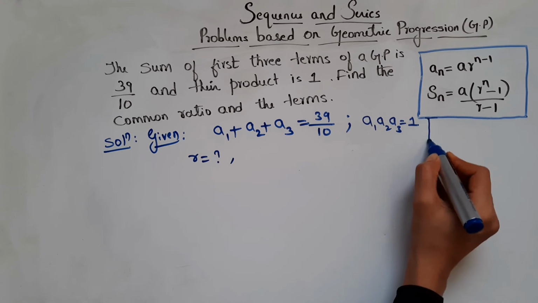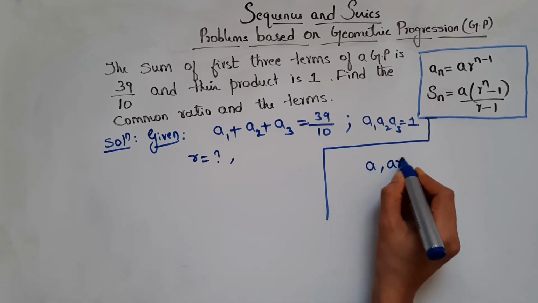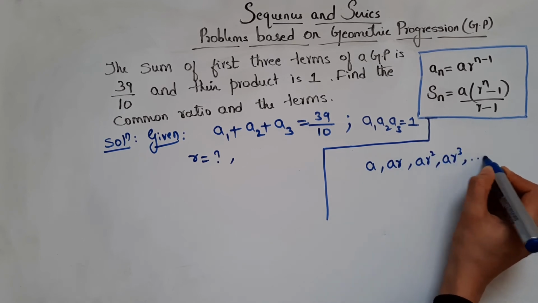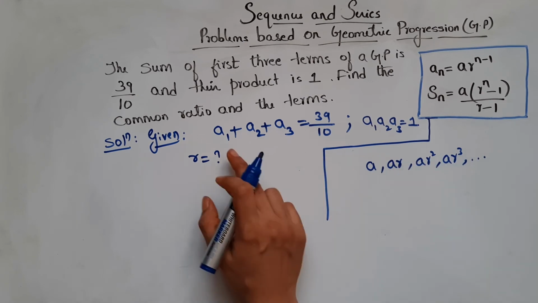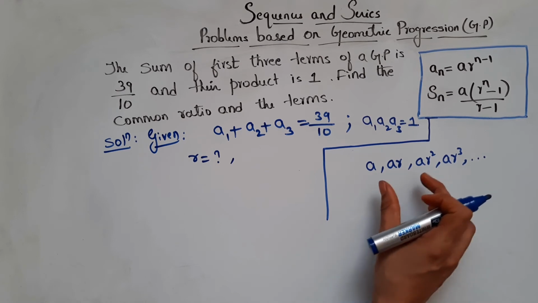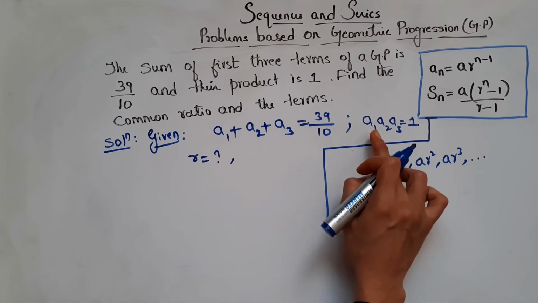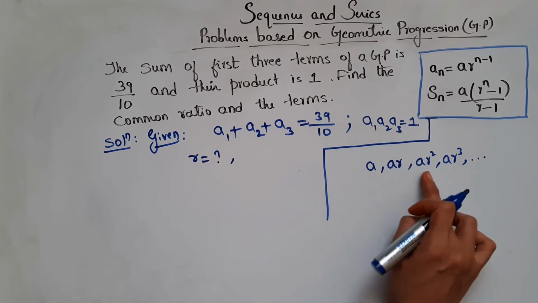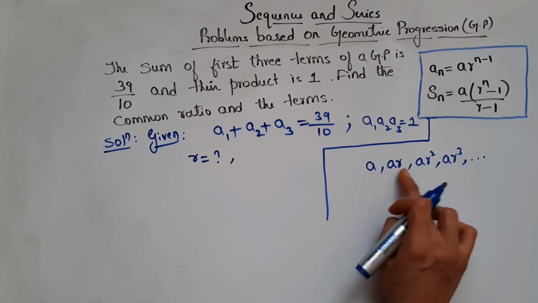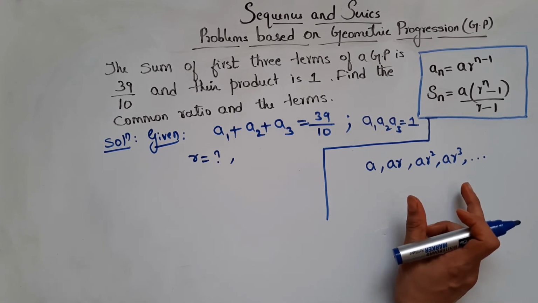For that, we know the general form of a GP is A, AR, AR square, AR cube and so on, right? Now they have said the sum of the first three terms. So if you take A, AR, AR square as the three terms, their sum is 39 by 10 and their product is 1. That will be A cube, R into R square will give you R cube, right? So here 2 are unknowns, so we cannot solve.